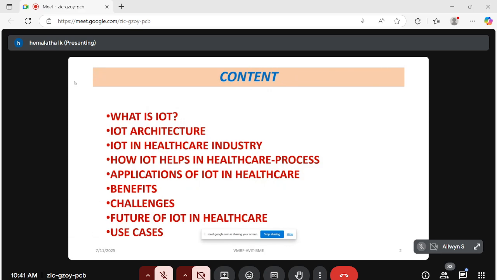Yes, ma'am. So the content of my presentation goes like this: the definition of IoT, and then the IoT architecture, and how IoT is playing a vital role in the healthcare industry, and how it helps in the healthcare processing. And next, we are going to see the applications of IoT in healthcare. Then, the benefits and challenges. Next, we are going to discuss about the future of IoT in healthcare, and two use cases which we have developed using the IoT in the biomedical device development. That also I wanted to share. So, this is my agenda.